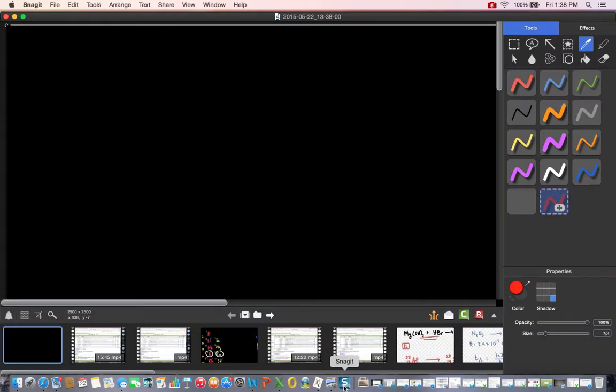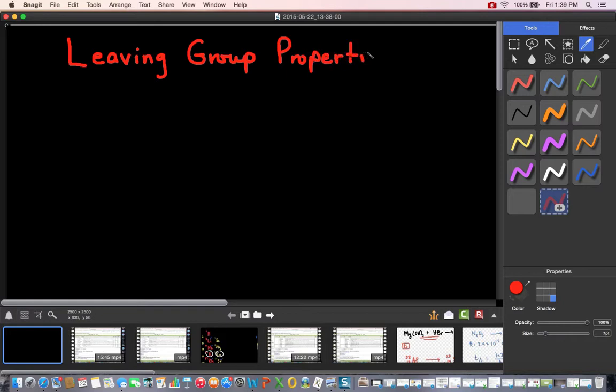So I want to talk a little bit about leaving group abilities. All leaving groups should have two very important properties. The absence of either one of these properties really is a great hindrance to any kind of a substitution reaction.